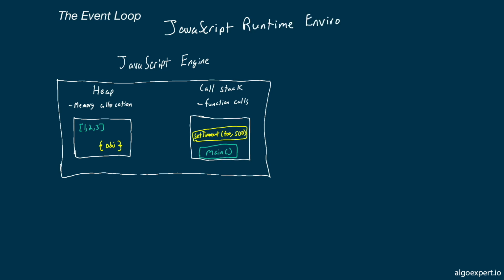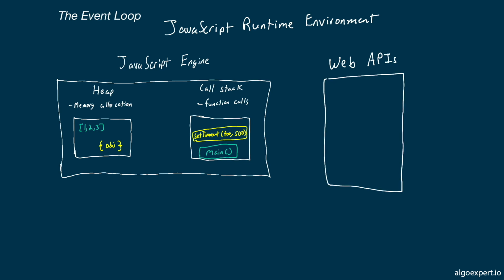This environment provides a set of extra functionality on top of the core JavaScript language known as web APIs. These APIs include the setTimeout and setInterval functions, the fetch function for making HTTP requests, all of the DOM manipulation functions, and a bunch more. So when we call setTimeout of foo with 500 milliseconds of delay, it calls a web API.